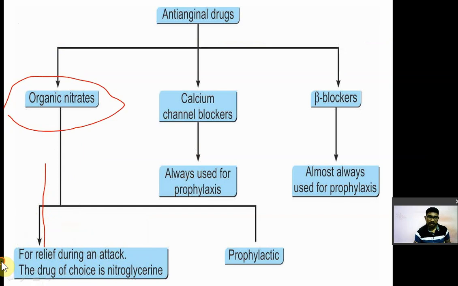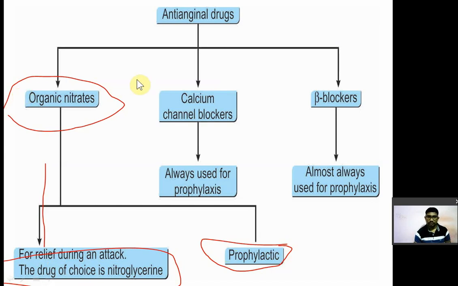So NTG, nitroglycerin, is the drug of choice for relieving the acute attack of angina. Then for prophylaxis, which means prevention, organic nitrates are also used for the prevention of angina. For example, here you have isosorbide dinitrate and other drugs.